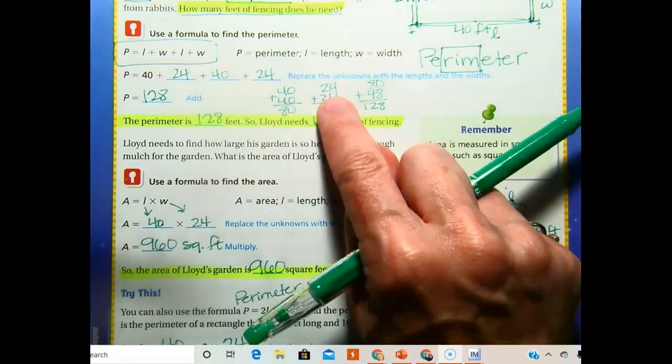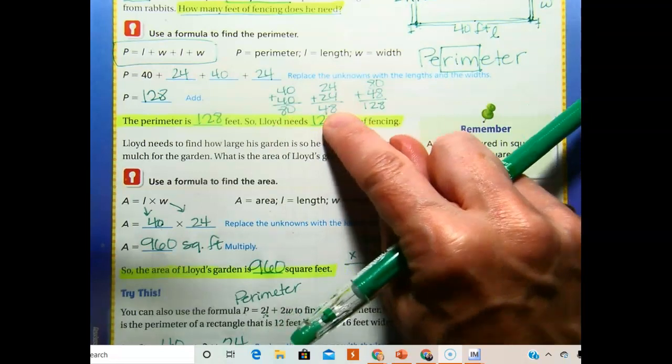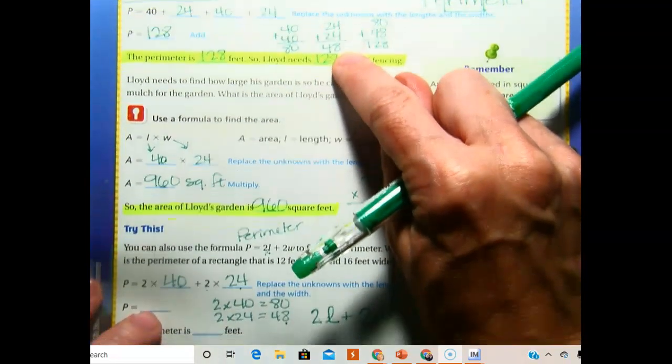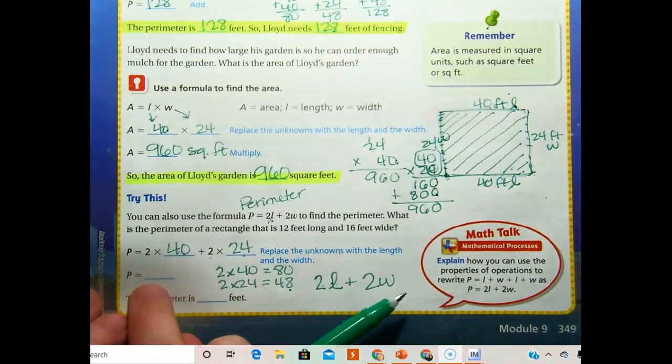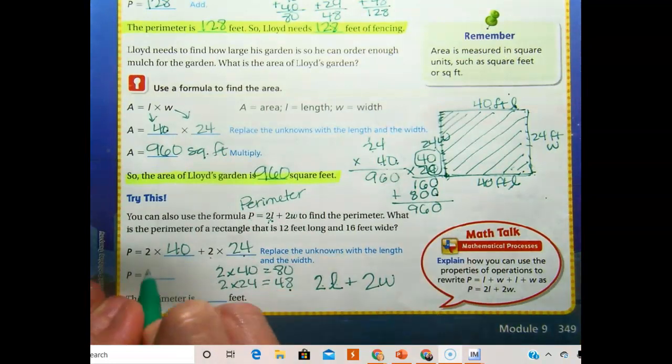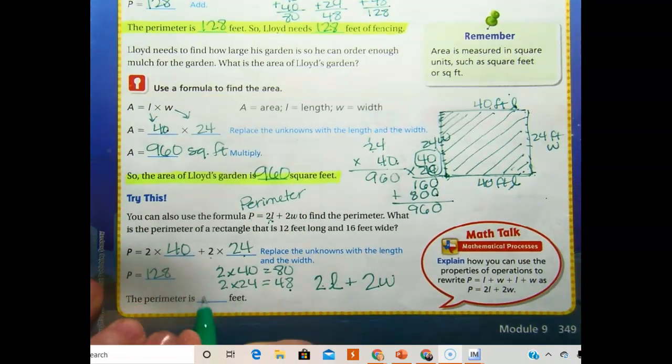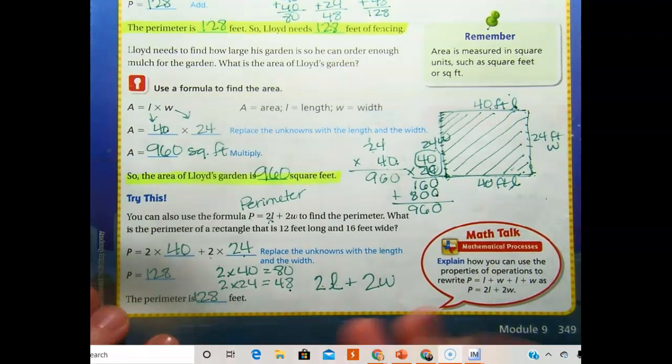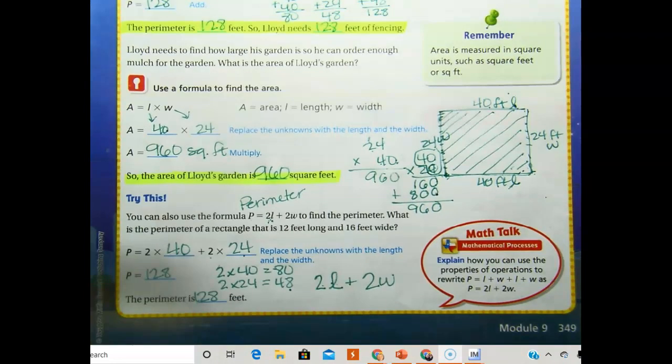Yes, that's 2 times 40. Isn't that 2 groups of 24? Yes, that's 48. And then all you have to do is put those together again, and we'd still come up with 128 square feet. Or excuse me, feet, linear feet.